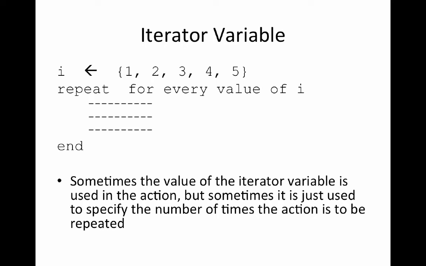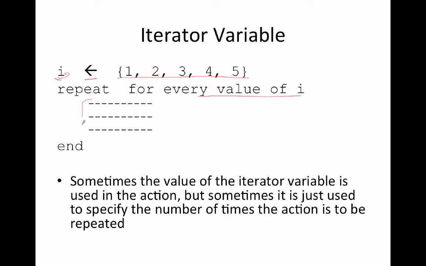In many cases, the way that you create a counted loop is to use what is called a loop or an iterator variable. Frequently, we call the iterator variable I. So we might say that our iterator variable I is going to go through the values 1, 2, 3, 4, and 5 in that sequence. And we're going to repeat the loop for every value of I.